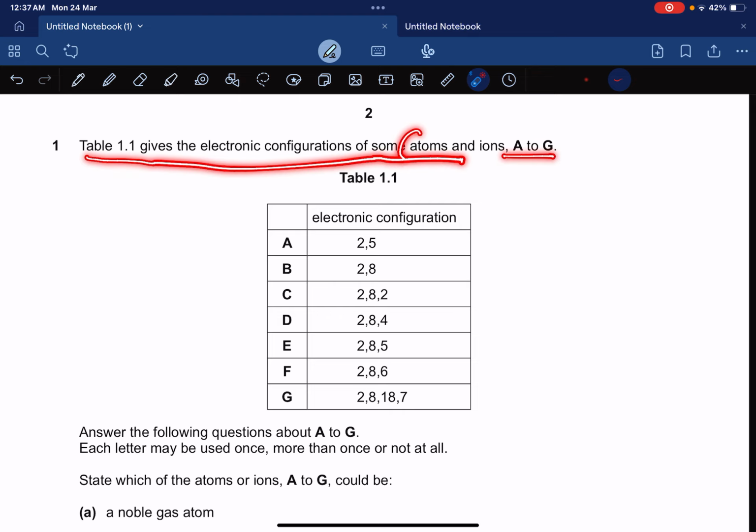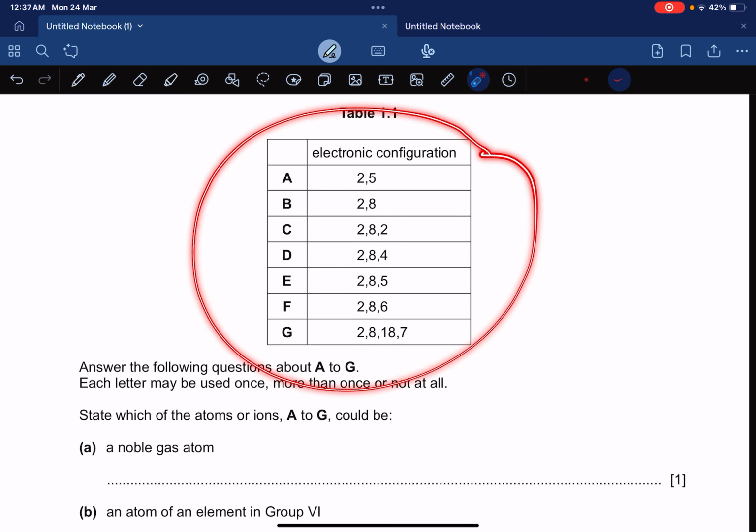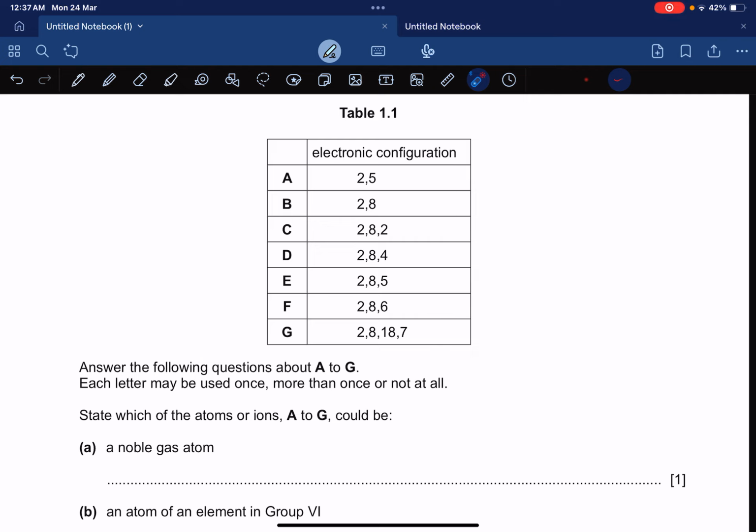Okay, some are atoms and some are ions. Okay, the atom, these words are very important. Atoms tell us that they haven't lost or gained any electrons, and ions tell us that either they have lost electrons or they have gained electrons. Okay, so that's the difference. Okay, let's first look at the table and try to predict as many things as we can before reading the question further.